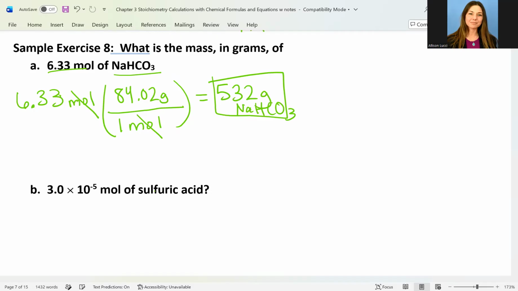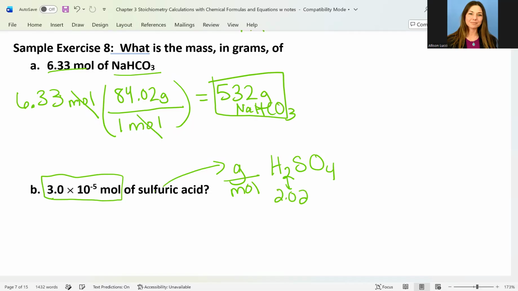In our next example here, so part B, we are given a number of moles of sulfuric acid. So to find our conversion factor, first we need to find the molar mass in grams per mole. So sulfuric acid has the chemical formula H2SO4. So I have 2.02 from my 2 hydrogens. I have 16 times 4, or 64, from my oxygen.